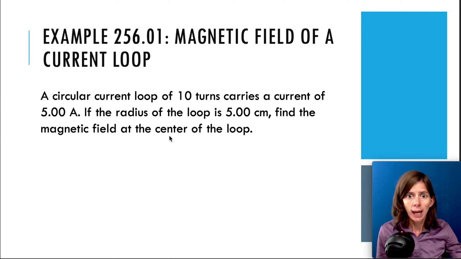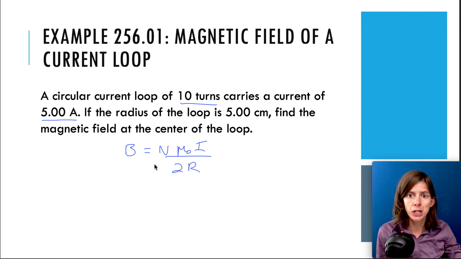It says a circular current loop of 10 turns carries a current of 5 amps. If the radius of the loop is 5 centimeters, find the magnetic field at the center of the loop. So for a loop, we have B equals N μ₀ I over 2R. And then we just plug and chug.